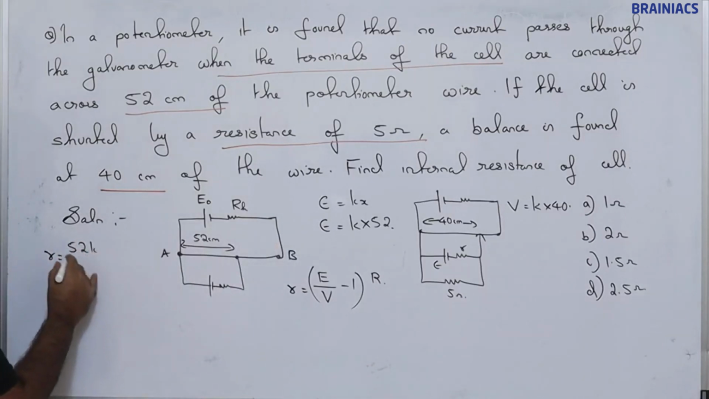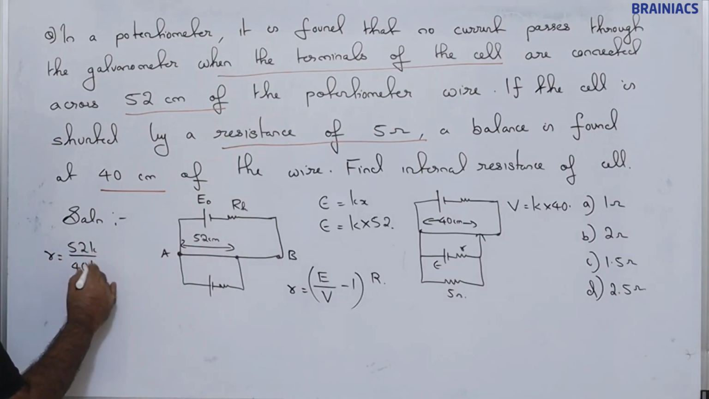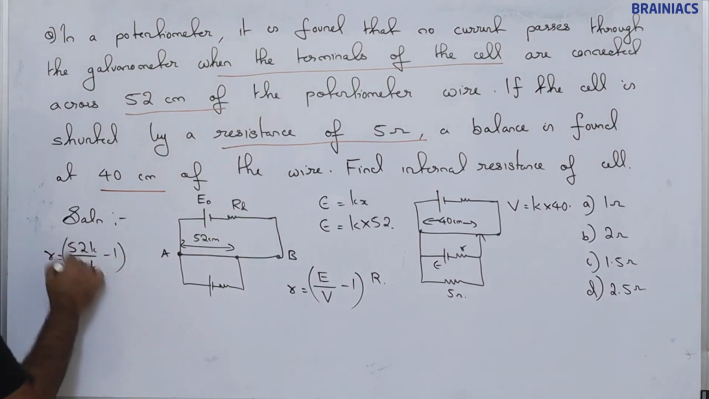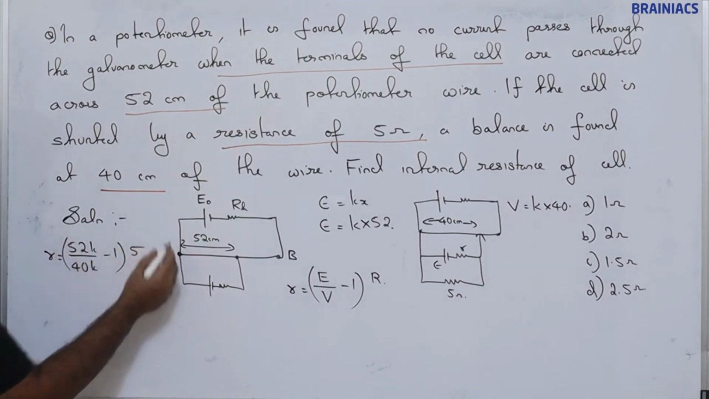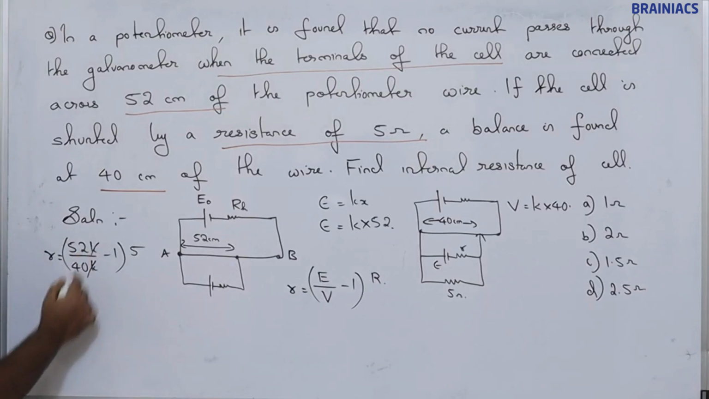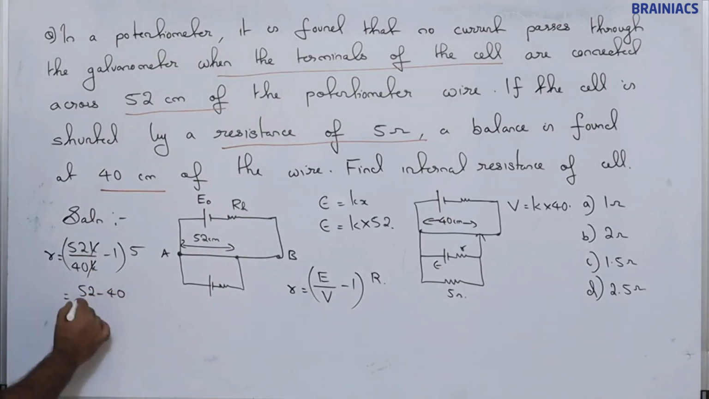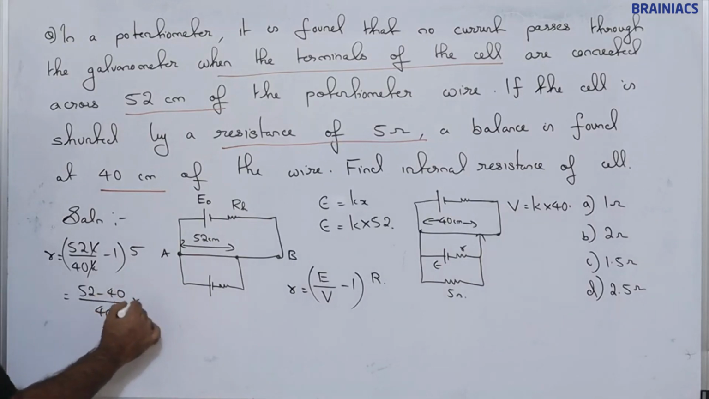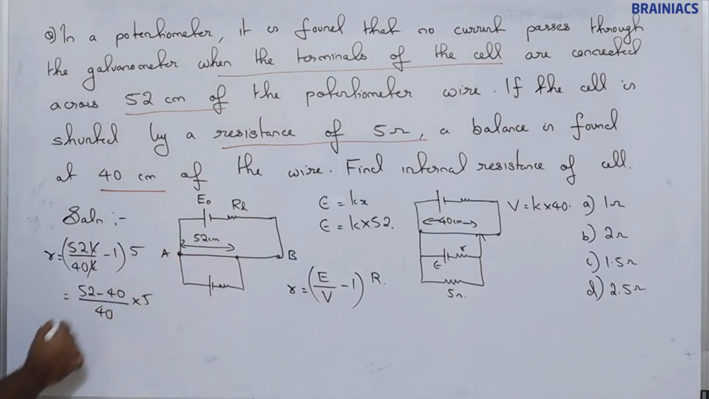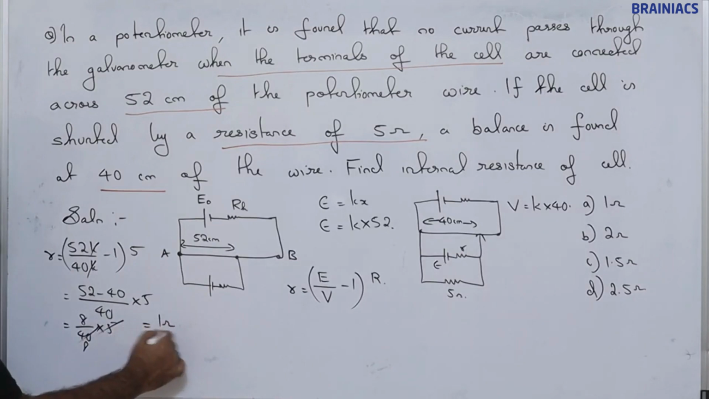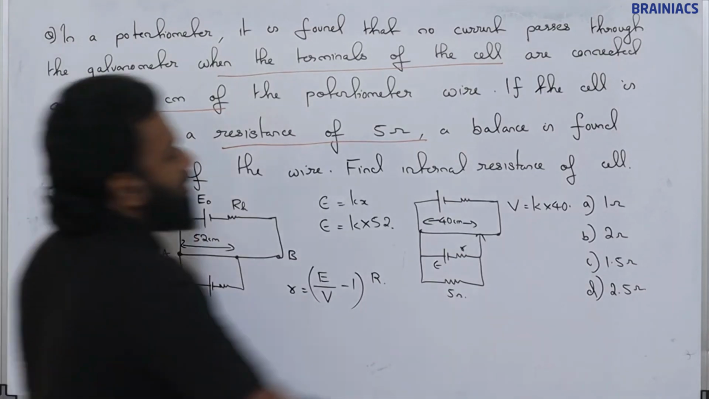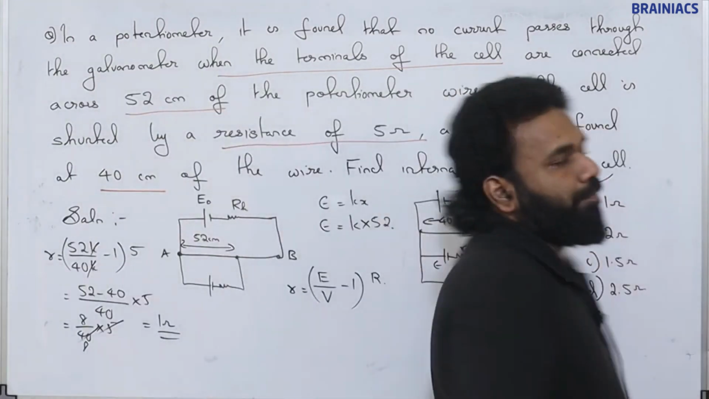52K. What is V? 40K. Minus 1, into external resistance, which is 5 ohm. K will be cancelled out. So it is (52 minus 40) divided by 40, into 5. So this is going to be 8 by 40 into 5. If we cancel, this will become 8, and we get 1 ohm. Internal resistance is 1 ohm.